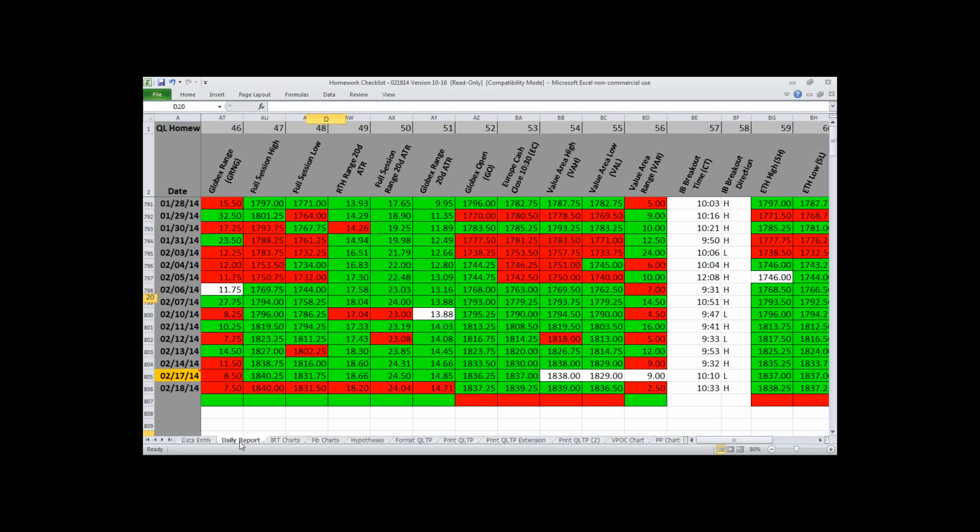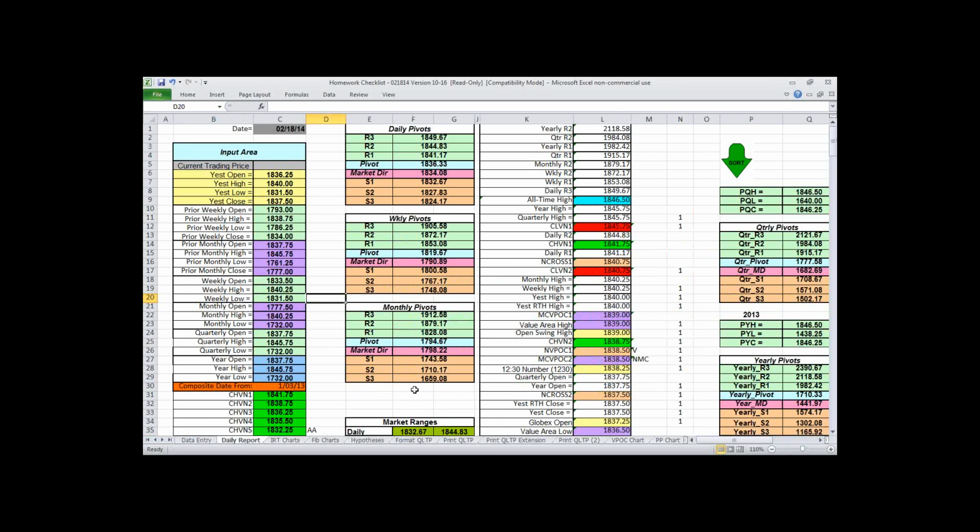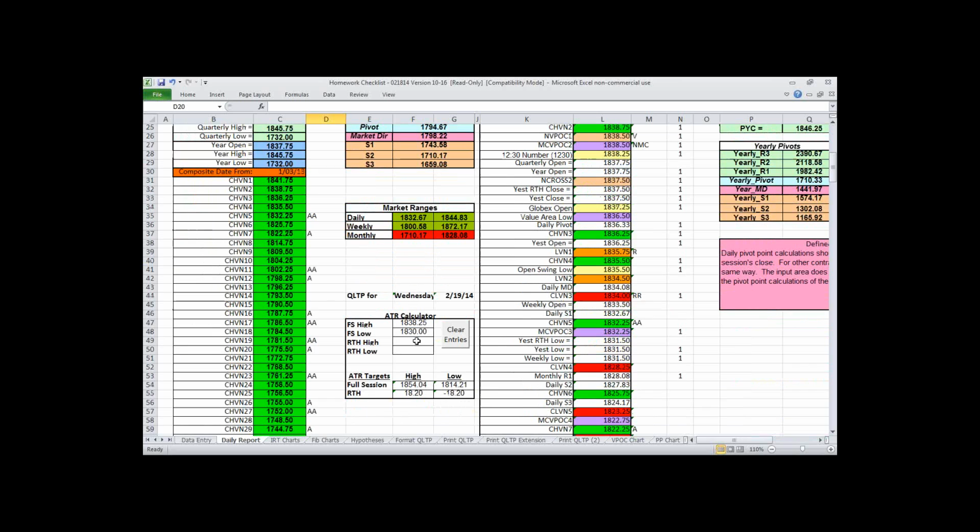Let's take a look at the daily report. So far, we've got our full session high at 38.25, full session low at 1830. It is the Globex, I know that, but right now, that's the only full session we have. And currently, the ATR 20-day target to the upside is 1854, and to the low side, 1814 and a quarter.